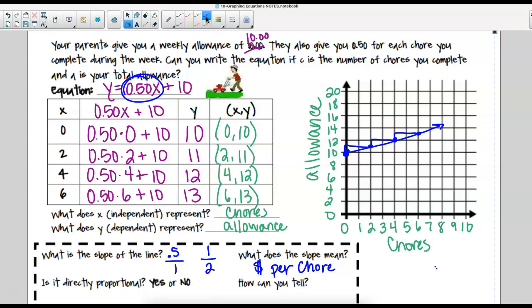Okay. Is it directly proportional? No, why not? No, 0, 0. You're getting paid for doing nothing. That's why it's not direct variation. You're getting paid even if you sit on your butt all week and do nothing. You're still getting money. Okay? If this was going to be direct variation, your parents would have to say, you do nothing, you get nothing. That's what I would say. No bonus for doing nothing.